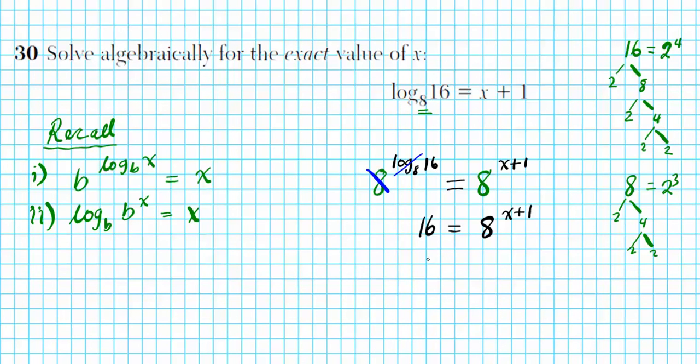Okay, so 16 will now be written as 2 to the 4th power, and then 8 to the x plus 1 will be written as 2 to the third. Now you gotta be careful here. We already have an existing expression for the power of 8, and then you're raising it to the third power. So what you want to do to ensure you do not make mistakes is include that parenthesis there.